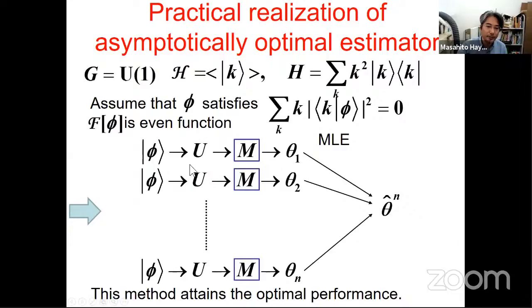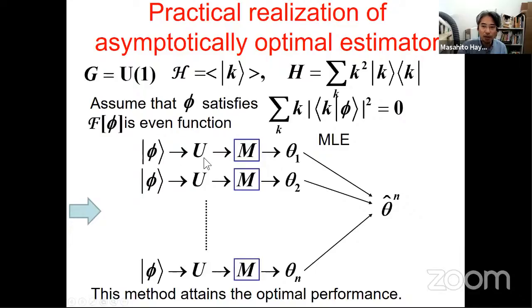However, sometimes we can consider a slightly different situation. This is only the one unitary. For example, this is SU2, and one qubit system. This is one qubit system, and we input some internal state in this. So we repeat this, and after that we apply maximum likelihood estimate. Fortunately, even in this method, we can achieve the optimal performance.